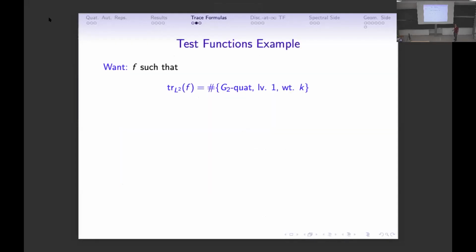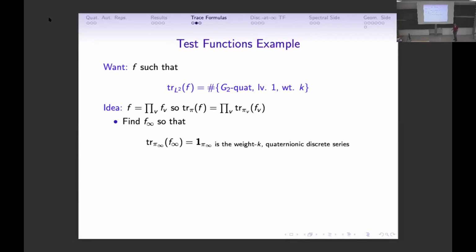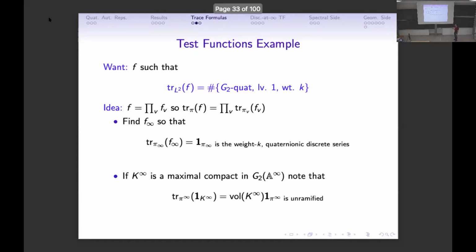Here's our specific example. What we want to find is an f such that the trace against L2 of f is the number of G2 quaternionic level 1 weight k automorphic representations. So our idea is to write this f as a product of an f at each place. And then the trace is going to be the product of the local components of the local test functions. So what we have to do is find an f infinity such that the trace of pi infinity against f infinity is just an indicator function, whether pi infinity is the thing we want it to be, this weight k quaternionic discrete series.